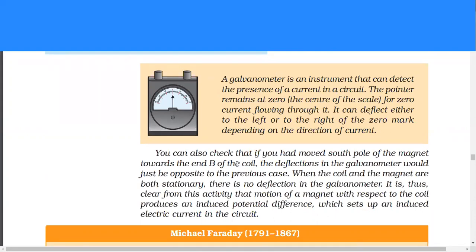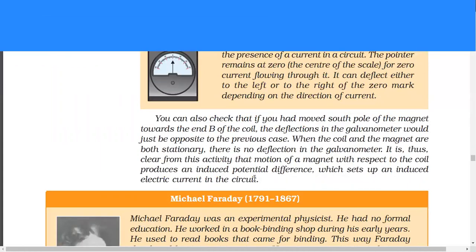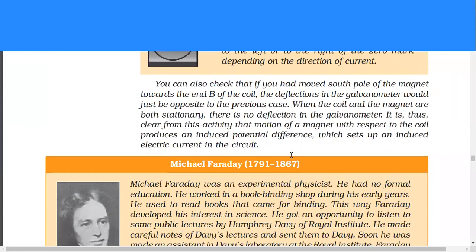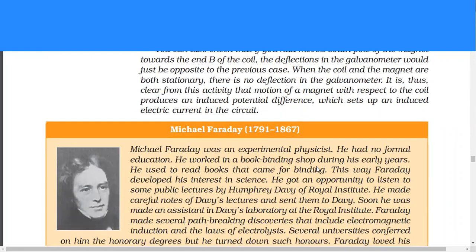You can also check that if you had moved the south pole of the magnet towards the end B of the coil, the deflections in the galvanometer would just be opposite to the previous case. When the coil and the magnet are both stationary, there is no deflection in the galvanometer. It is thus clear from this activity that motion of a magnet with respect to the coil produces an induced potential difference, which sets up an induced electric current in the circuit.